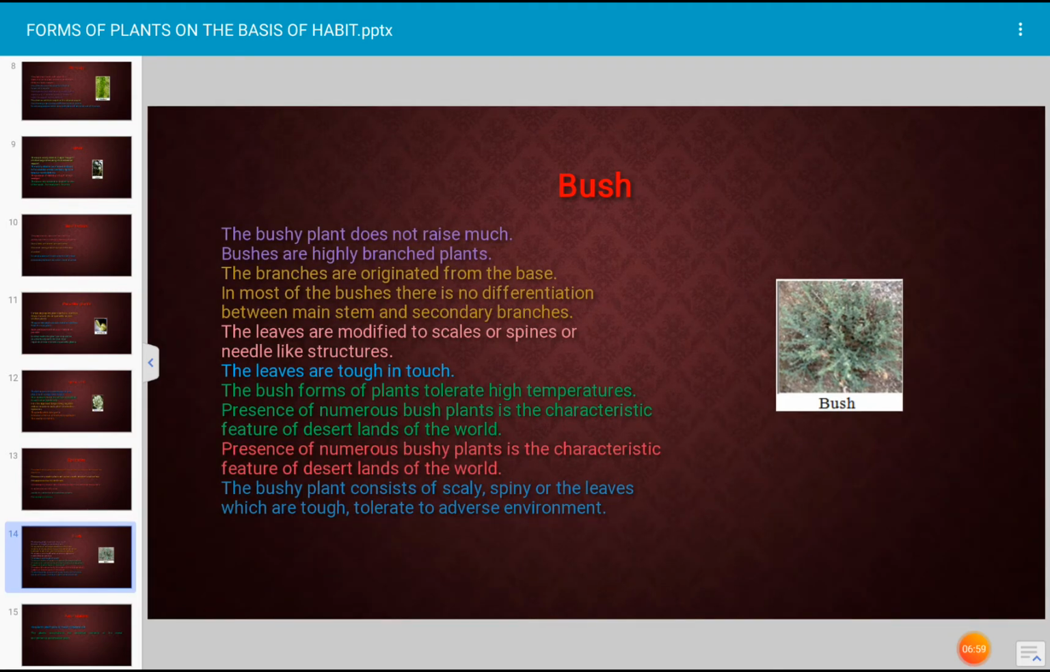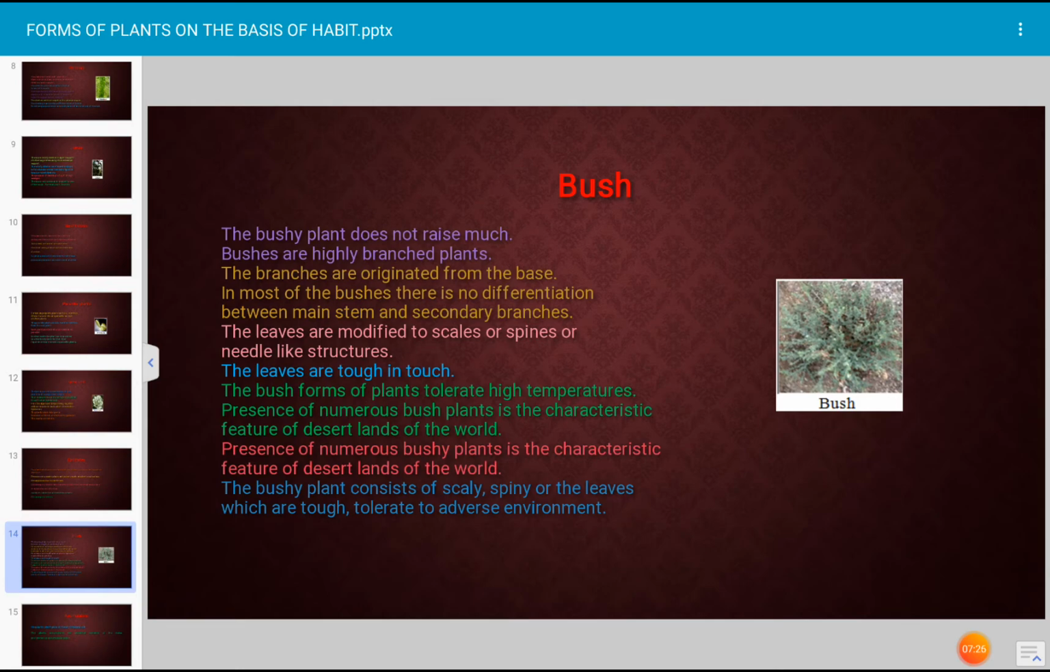Bush. The bush plant does not rise much. Bushes are highly branched plants. The branches originate from the base. In most of the bushes there is no differentiation between main stem and secondary branches. The leaves are modified to scales or spines or needle-like structures, and the leaves are tough to touch, and the bush forms of plant tolerate high temperature.